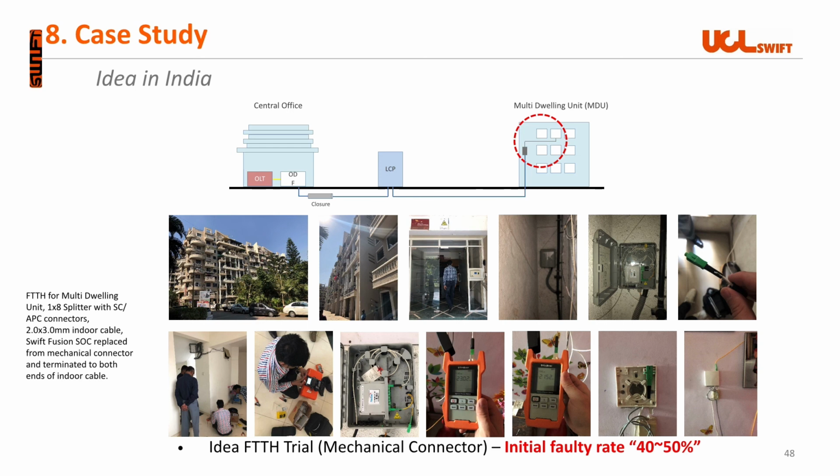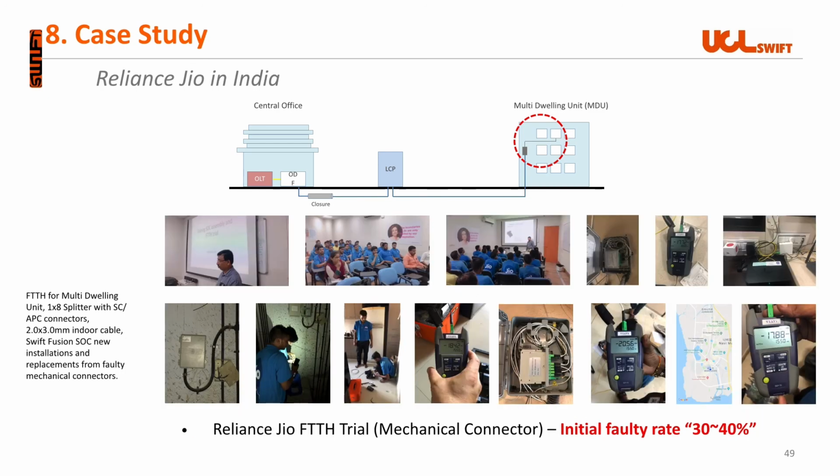Idea Telecom in India also had a similar failure rate of 40 to 50% from the initial installation, and after replacing the connectors, the result was improved, and the performance has been proven out in the field. After a couple of proposals and field trials for Reliance Jio in India, the quality and reliability have been proven, and now Reliance Jio is installing the fusion splice-on connectors at the subscribers' ends.